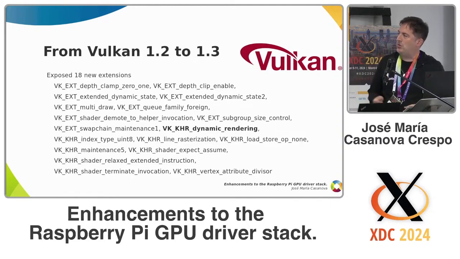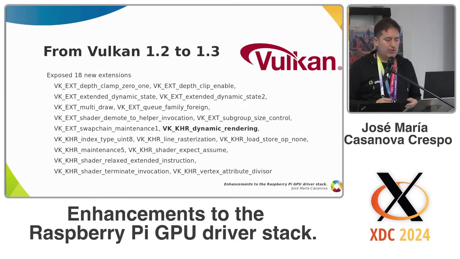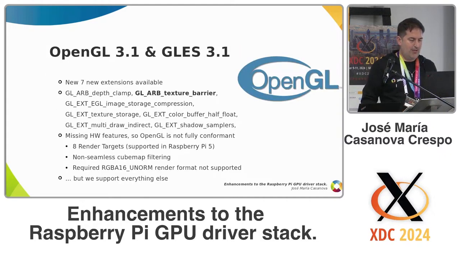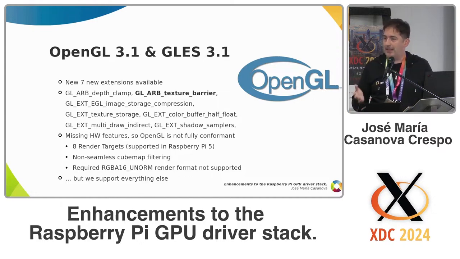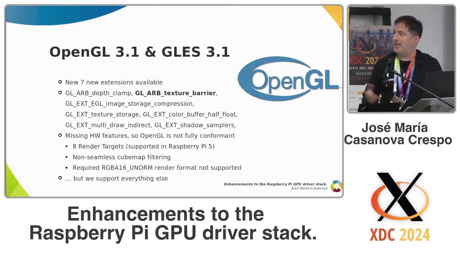I would like to highlight the implementation of dynamic rendering, which was quite interesting and quite hard to implement, and all the work that we did on subgroups, which was quite complex. On the other part, on the V3D driver, the Gallium driver that handles OpenGL and OpenGL ES, we enabled 7 new extensions, mainly using more of the capabilities that Raspberry Pi 5 has.